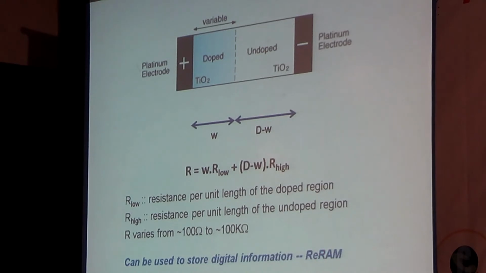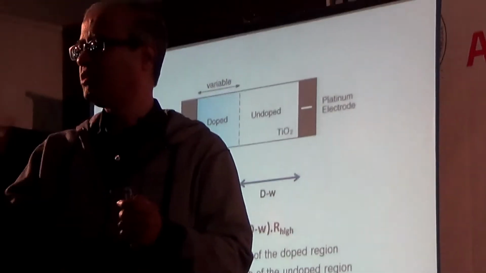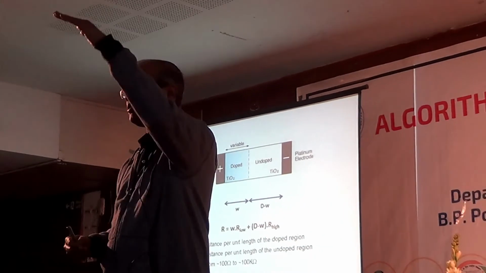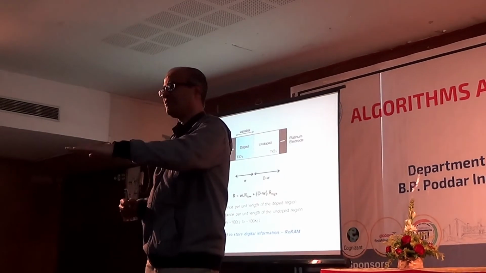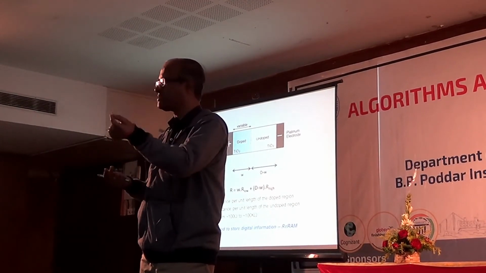So you can use it to store digital information. Not only binary, you can also use it as a multi-valued memory. Not only two states, you can distinguish between 4 states. Let's say 100 ohm, 1 kilo ohm, 5 kilo ohm, 10 kilo ohm. Then you can store 2 bits in one device.